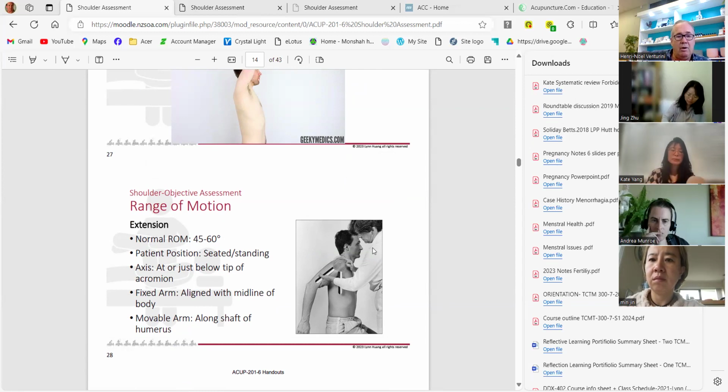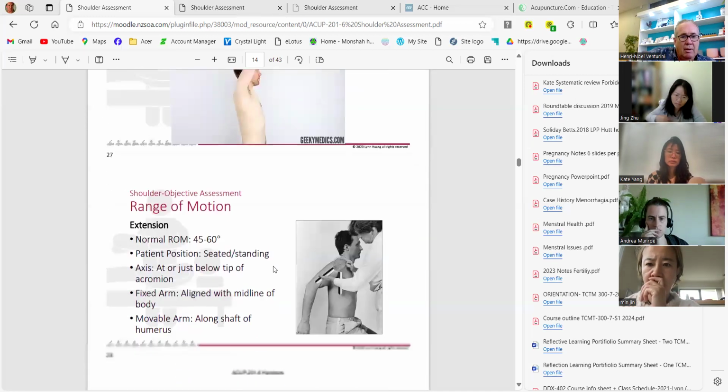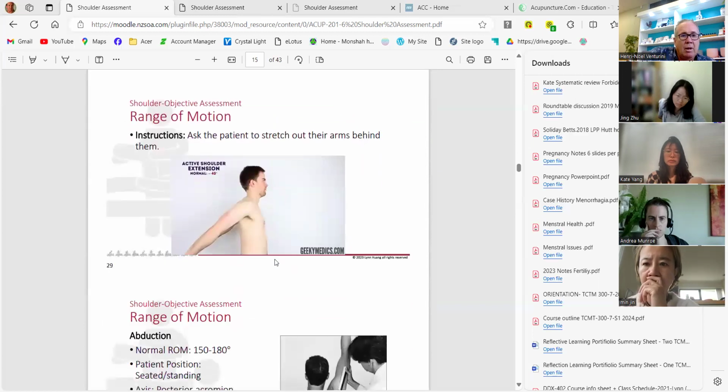Most people are not as flexible as some of the students. I saw you the other day. You guys are quite flexible. Most people aren't as flexible. So the extension is very small. It's a small area, 15 degrees. It's not much. Okay. So you're going to ask your patients to stretch the arm out behind them, and then you're going to assess the range of motion.